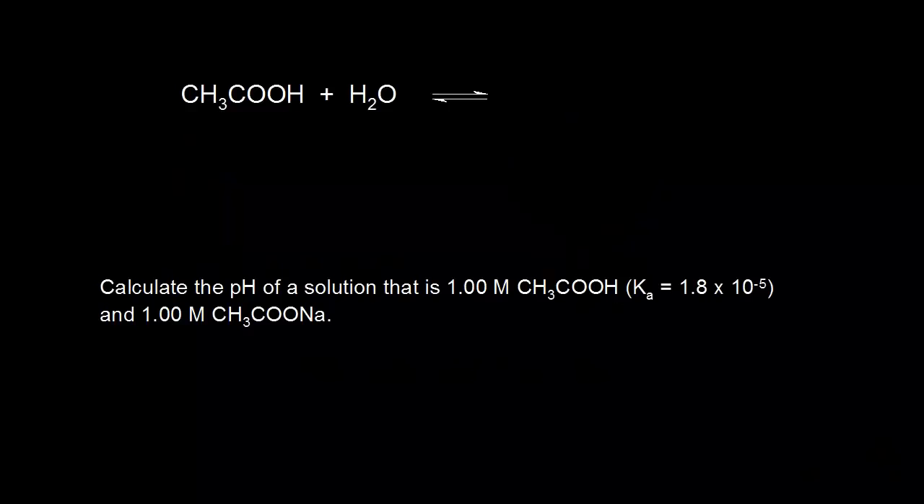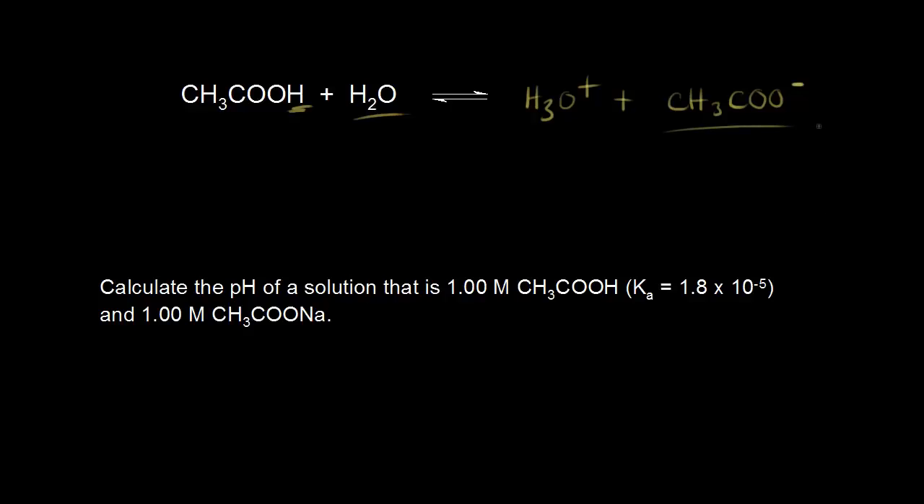Let's say we have a solution of acetic acid, and we know what's going to happen in solution. Acetic acid is going to donate a proton to H2O to form H3O+, or hydronium, and the conjugate base to acetic acid, which is acetate, CH3COO-. And so there's a concentration of acetate anions in solution.